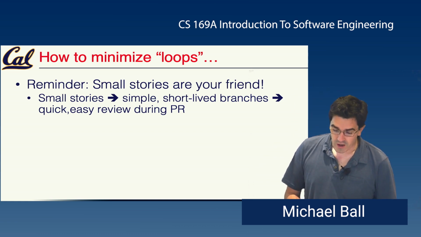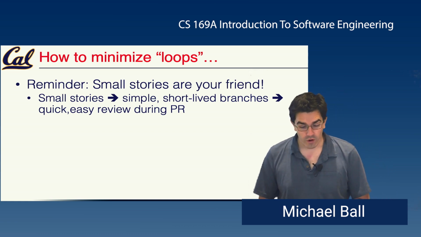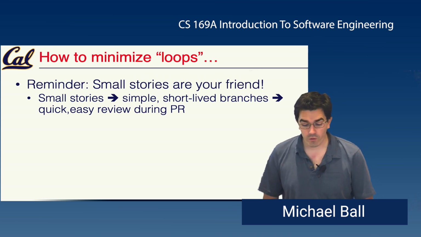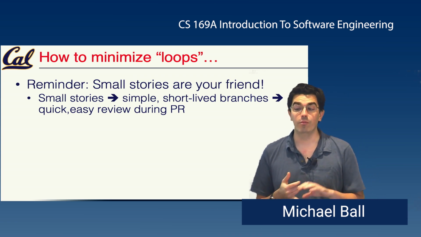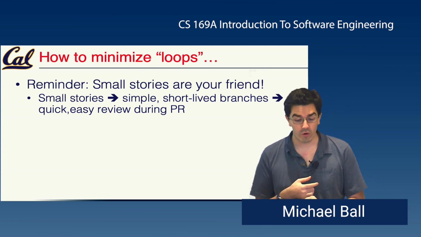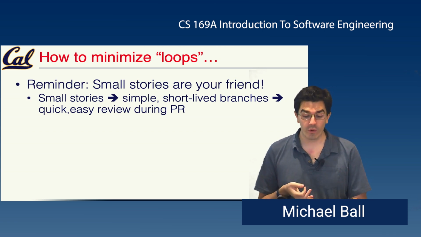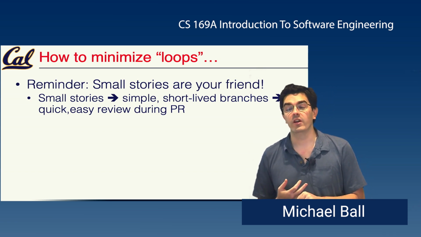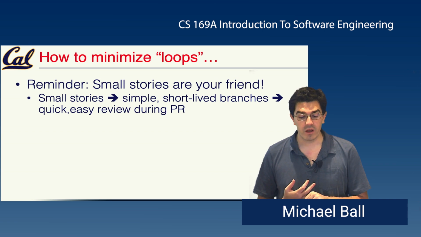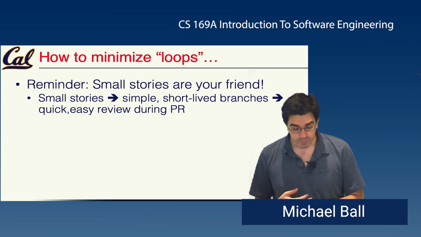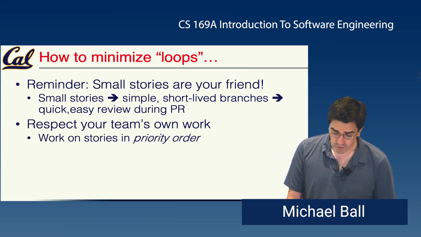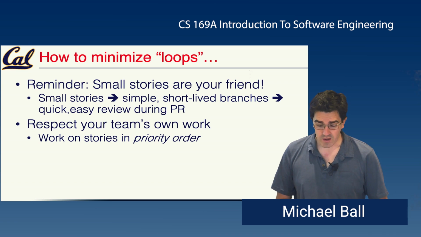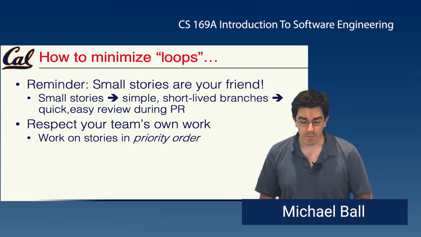So as we've said before, small stories are your friend. Small stories are great because they lead to branches, which are simple and short-lived. They hopefully lead to fewer lines of code being changed, which leads to pull requests, which can be more quickly reviewed. And if things can be more quickly reviewed, they can go into production a little bit easier as well.